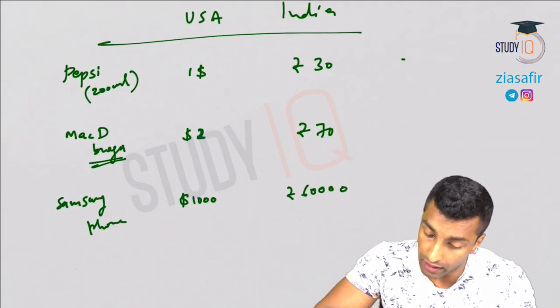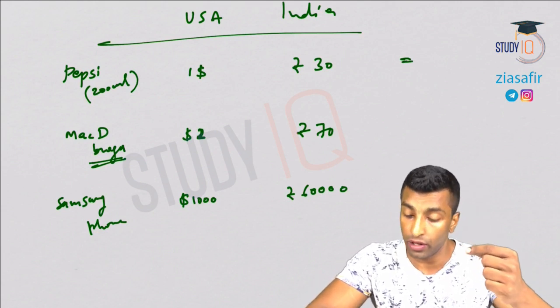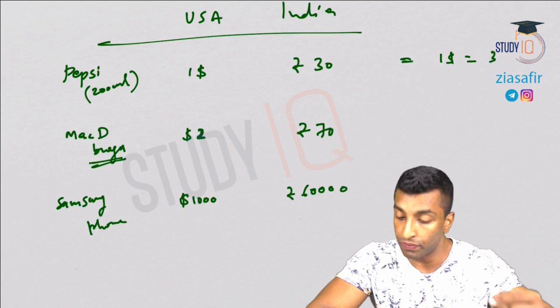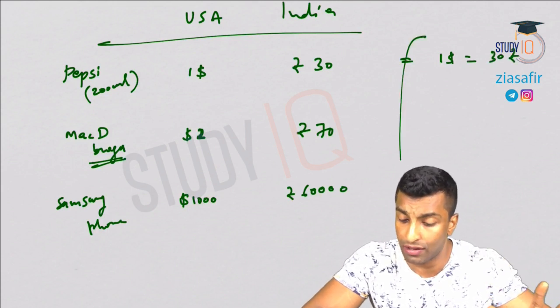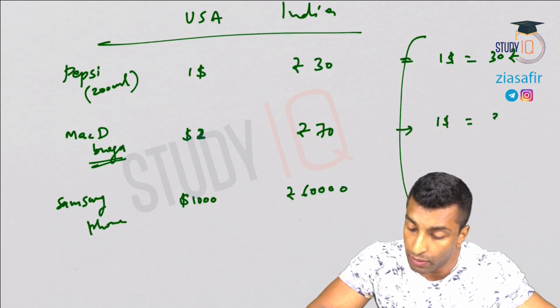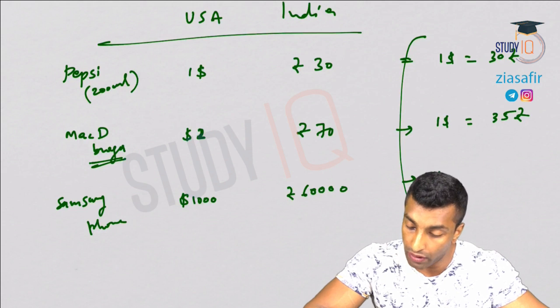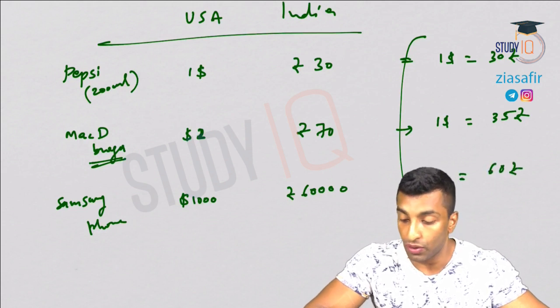So you can see here, if you calculate on the basis of the first one, Pepsi alone, you will be getting $1 equal to 30 rupee. But that is not actually correct. Similarly, if you calculate on the basis of this, $1 will be 35 rupee, right? Similarly, if you calculate on this basis, $1 will be around 60 rupee. So we can't do that.